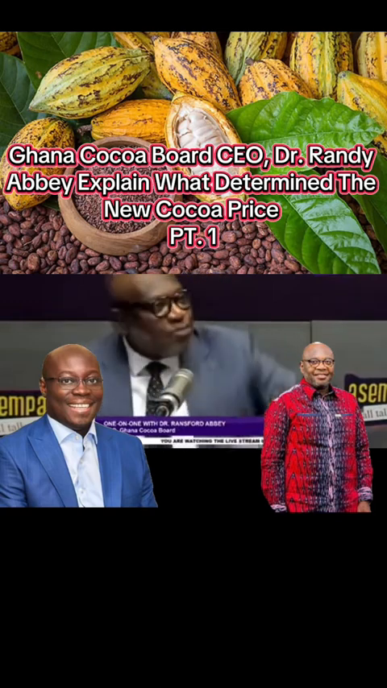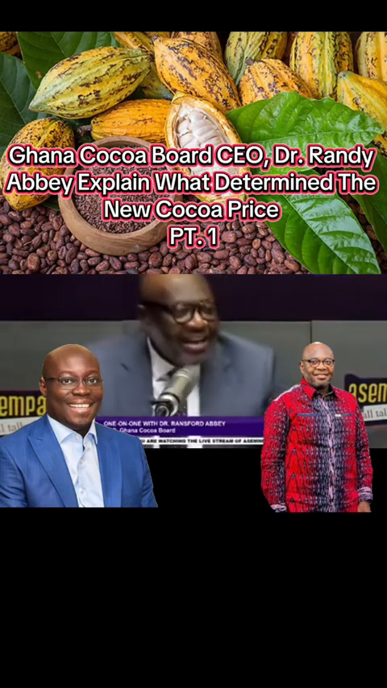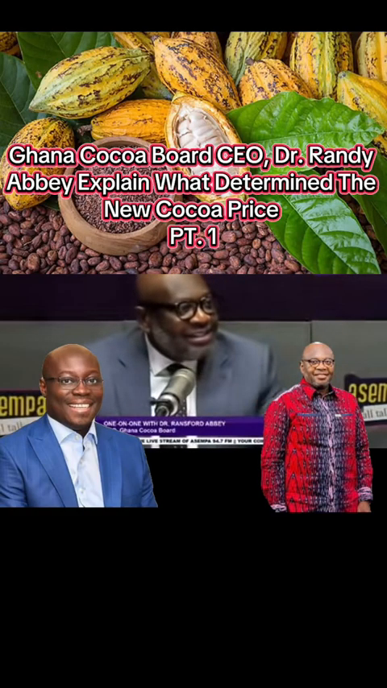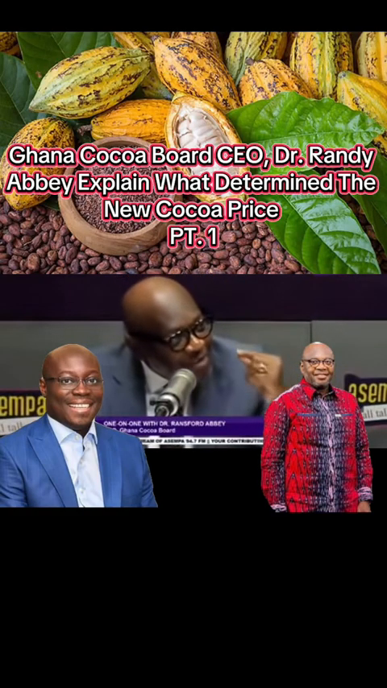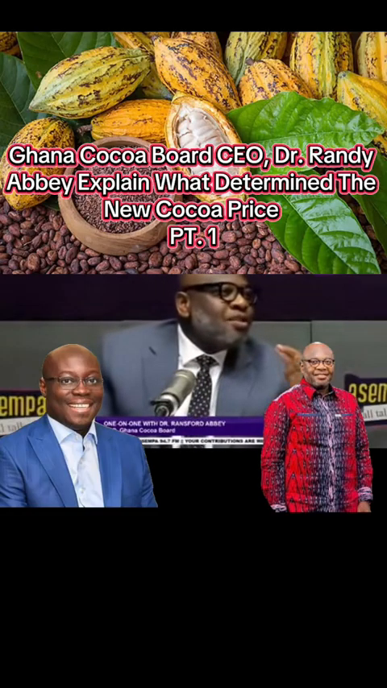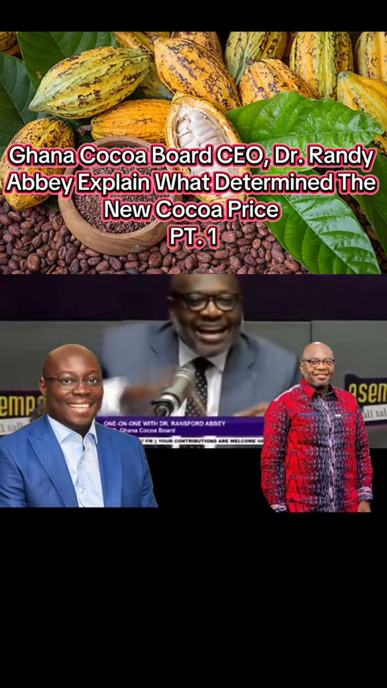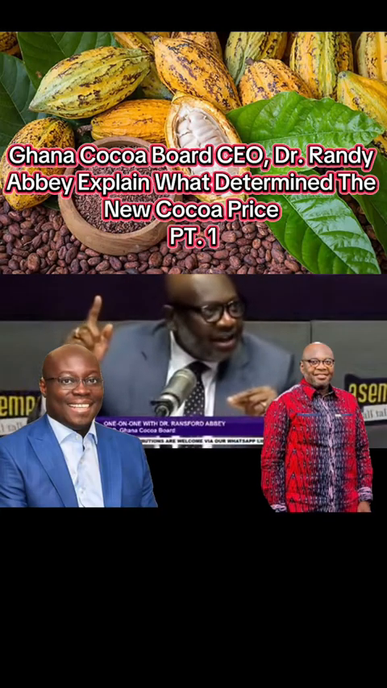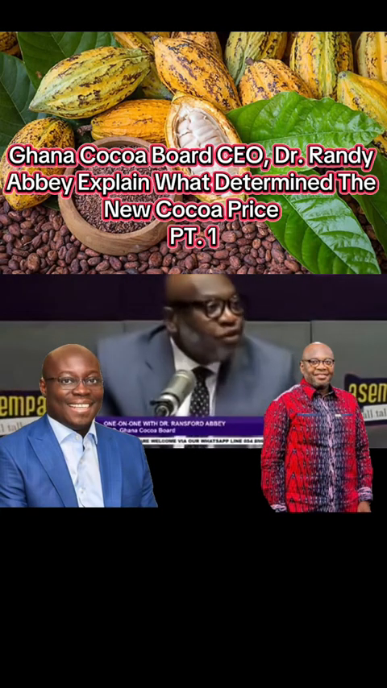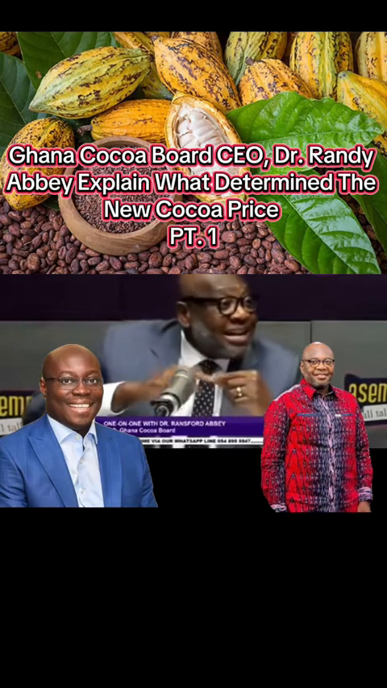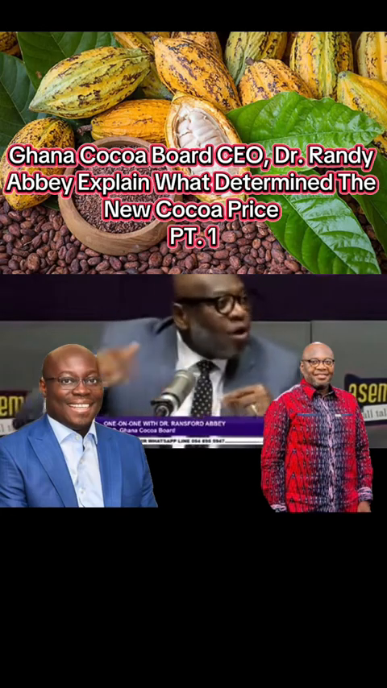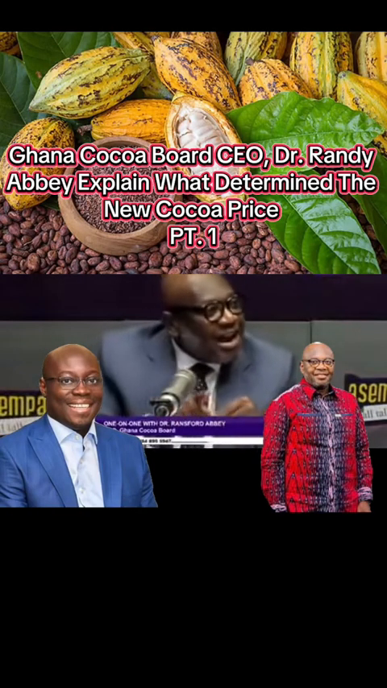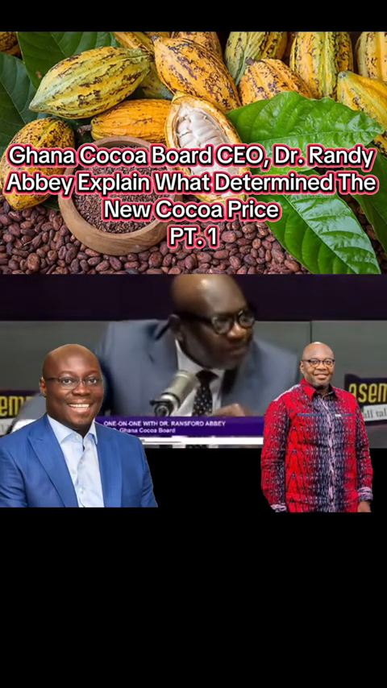Then in determining the producer price, which is the farmer share, you take a percentage of that FOB. Then what do you do? You multiply it by the prevailing exchange rate at the time. In fact, Bank of Ghana gives an average over the same period. It will be the average of the price over the period, and then Bank of Ghana gives the average exchange rate over the period.